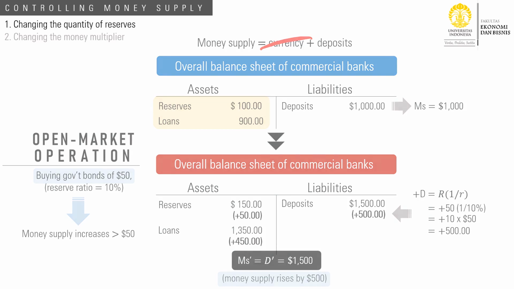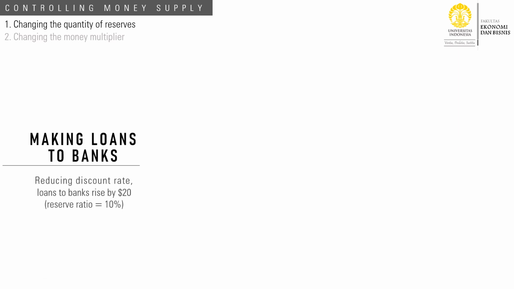The second option to increase the quantity of reserves, as I mentioned earlier, is by making loans to banks. The central bank uses the discount rate as a tool to do so, raising the discount rate to restrict commercial banks to borrow and lowering it to attract the commercial banks to borrow. Suppose the central bank reduces the discount rate, causing the loans to commercial banks to rise by $20.